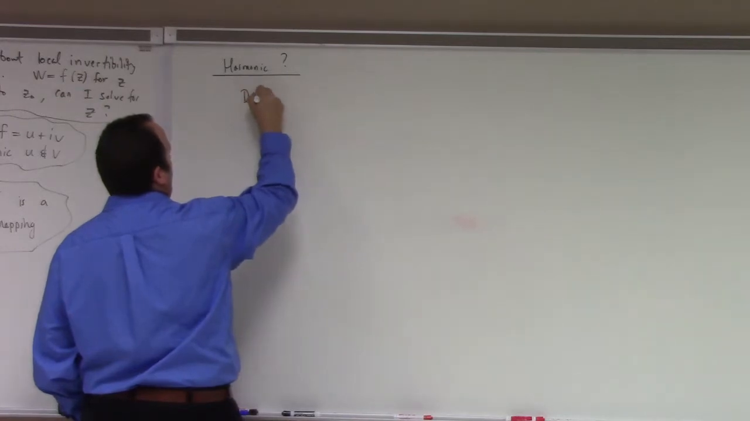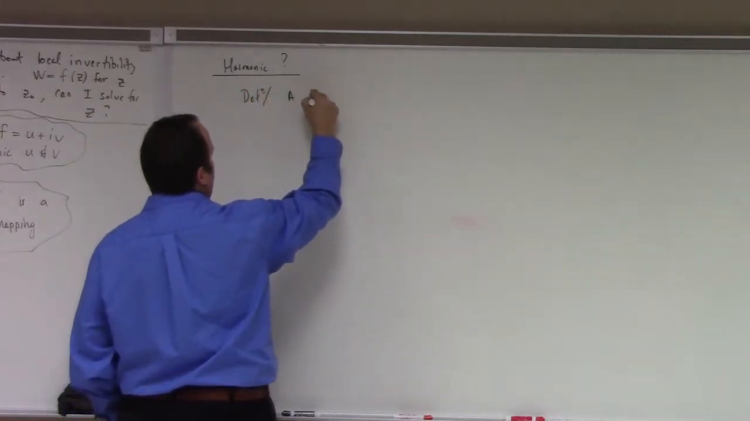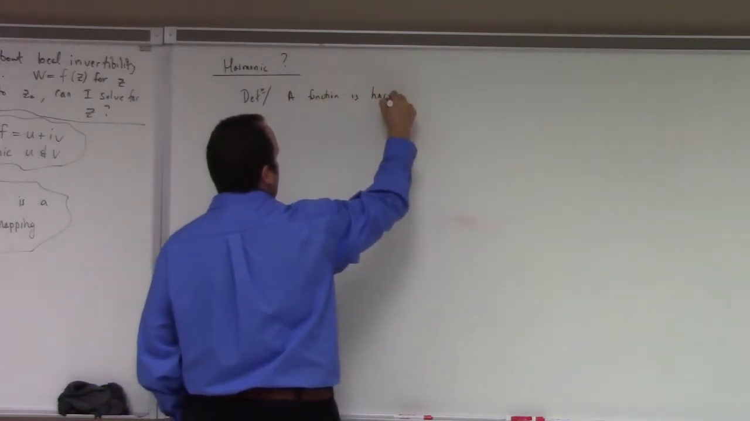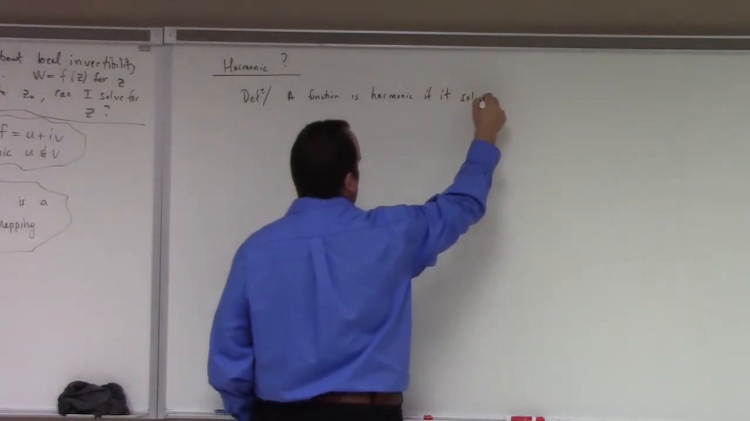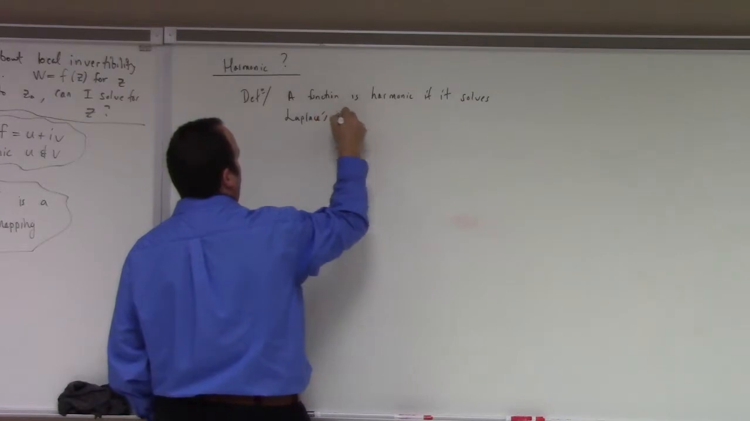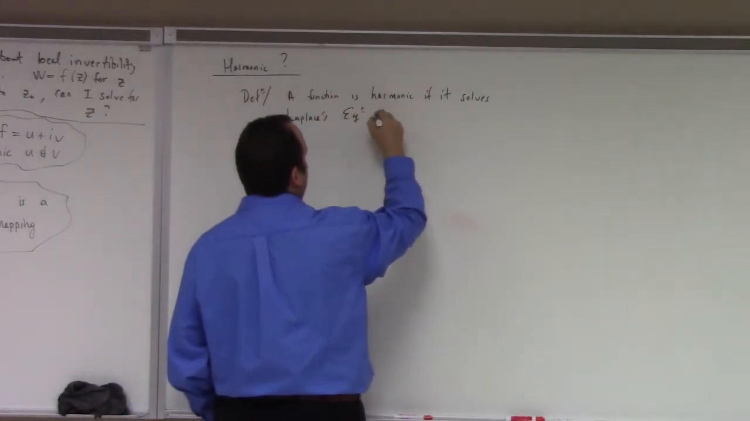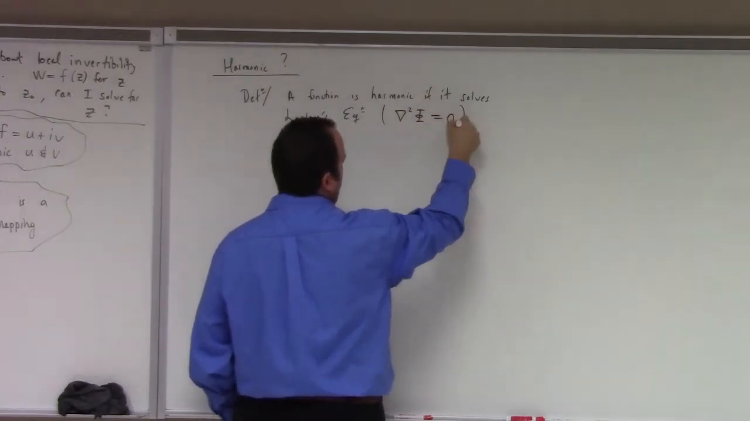So, definition: a function is harmonic if it solves Laplace's equation. Which Laplace's equation? I guess it's nabla squared phi equals 0.